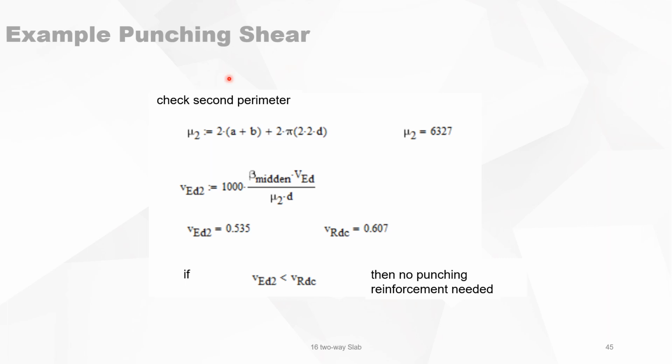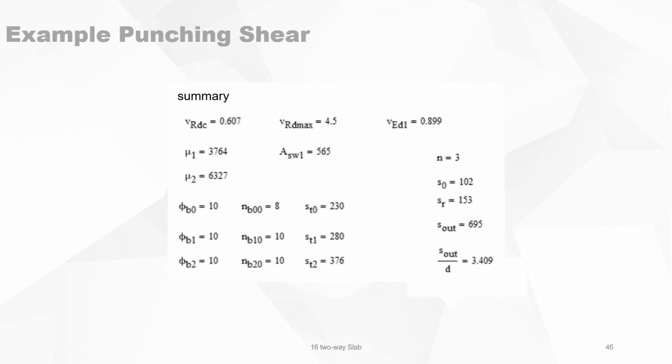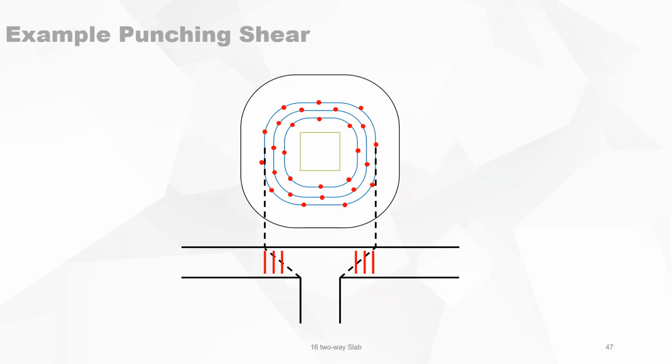We check the second perimeter on the distance 2D. We see that the applied shear stress is 0.5 and the resistance is 0.6, so there's no punching shear reinforcement needed in the second perimeter. We have the summary here and a little drawing showing where the reinforcement should be put.